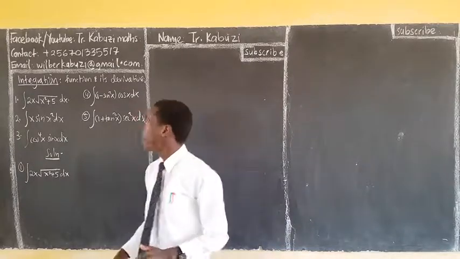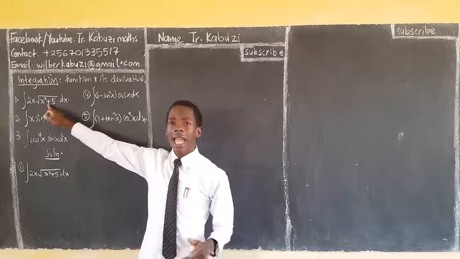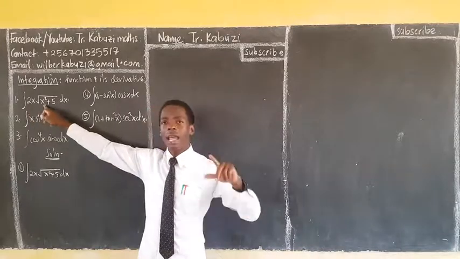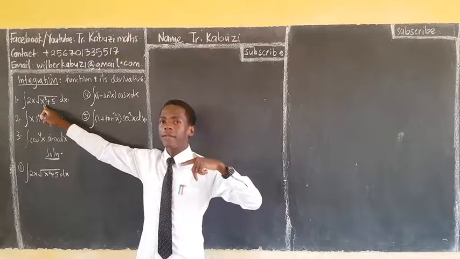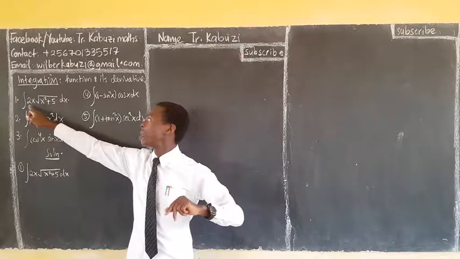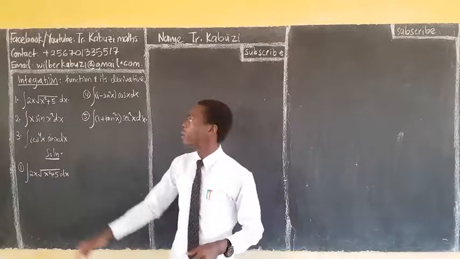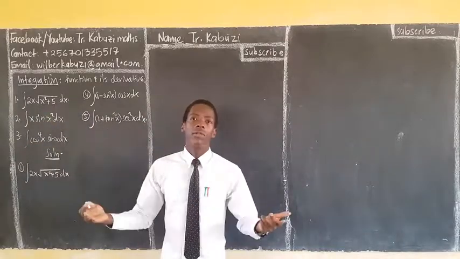For example, if we come to number 1, you see that I have x squared plus 5. Here I have 2x. When I differentiate x squared plus 5, I get 2x, and 2x is already there. So that one is a function and its derivative. So we always let this one be out.